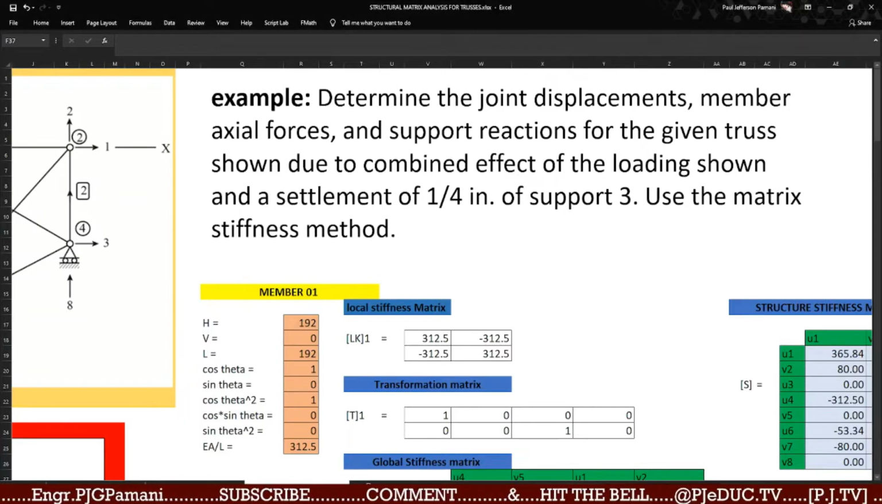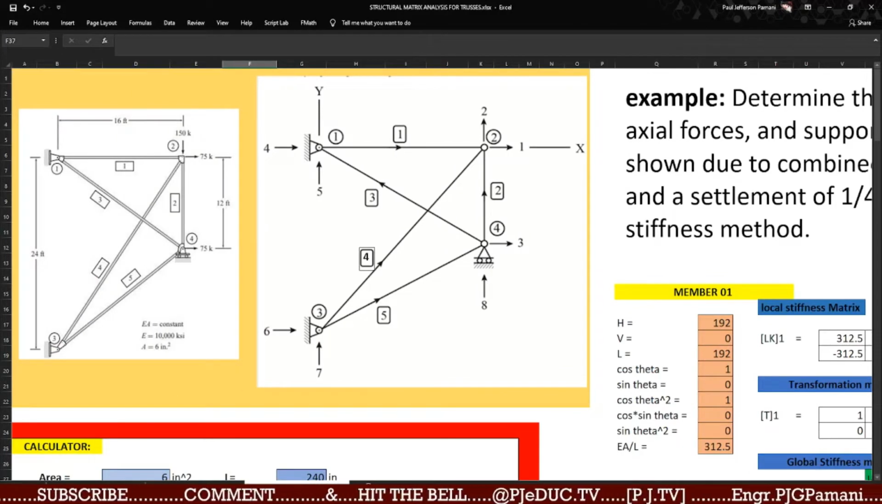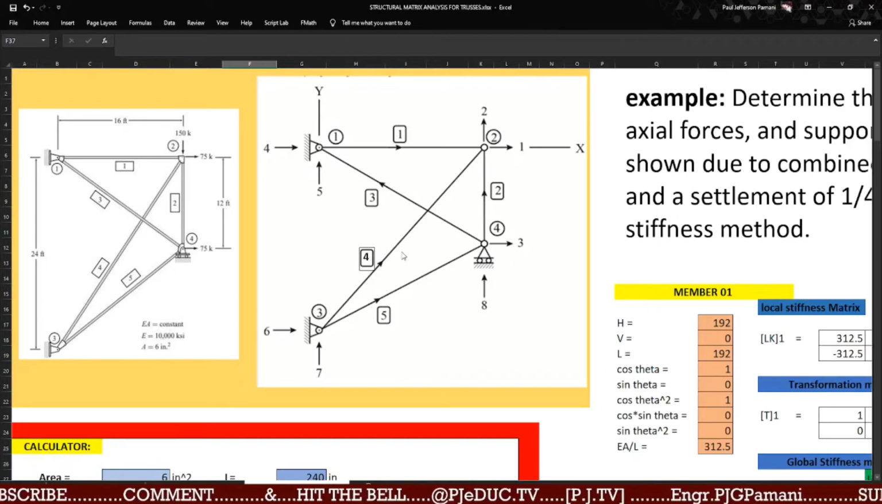So we will use again the same example problem that we did from example number 2. Though in the given problem, it was stated that at node number 3 or support number 3, there was an identified settlement of 1/4 inch. So when we say settlement, basically that is a vertical displacement or a vertical deflection on our support, the hinge. Originally, that is 0 horizontal and vertical, but in the given problem, there is now an identified settlement or vertical deflection at node 3. So basically, only the deflection value of D7 will change.